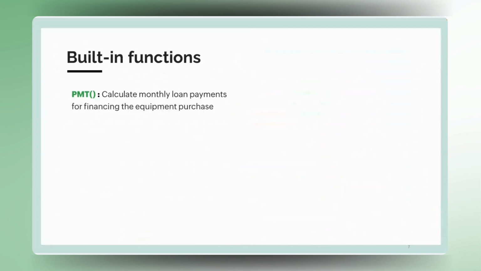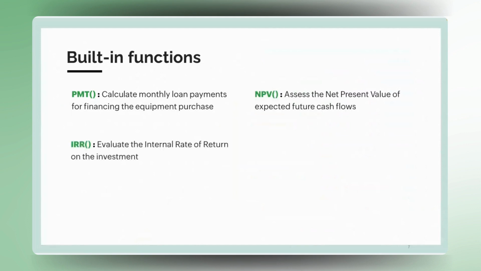And next we have the net present value function. It's a great tool to assess whether the investment in new equipment is worth it or not. And next we have the internal rate of return function. So this helps the team to evaluate the return on their investments. It gives them the percentage rate they can expect from the equipment purchase.